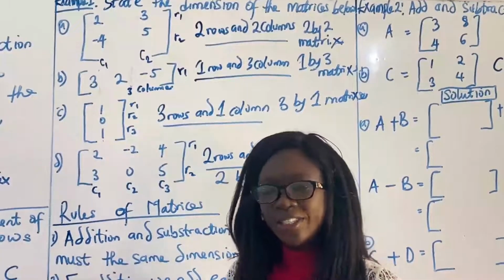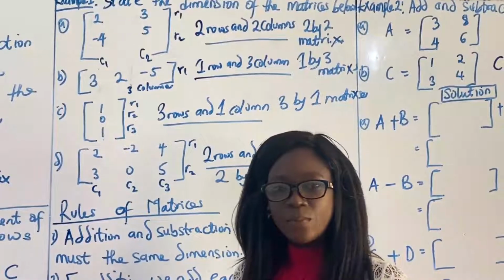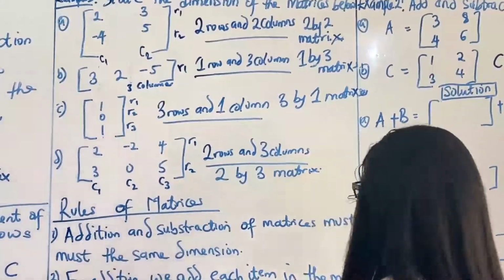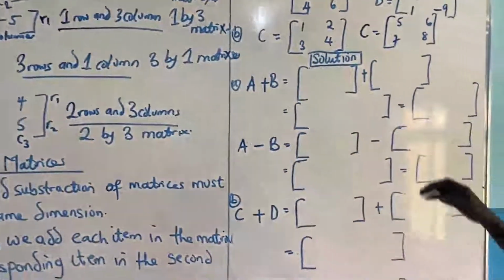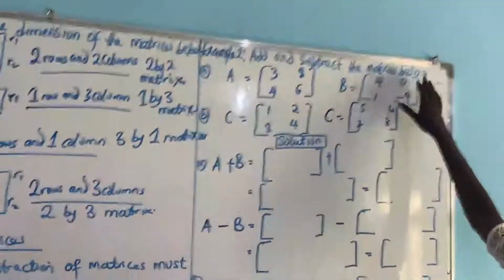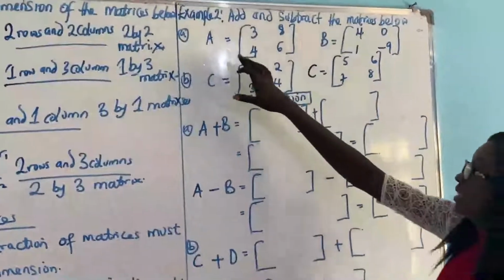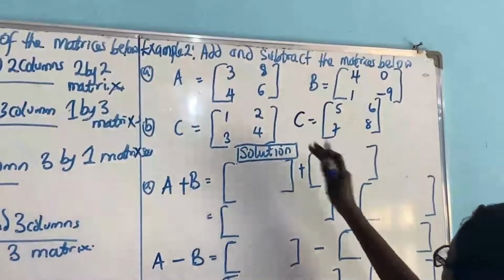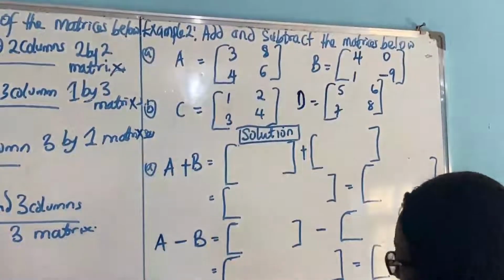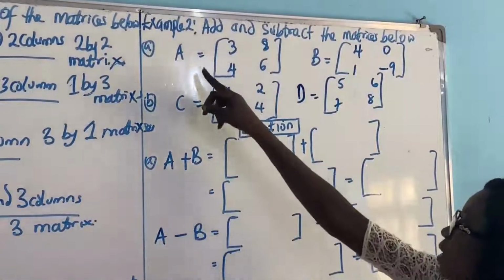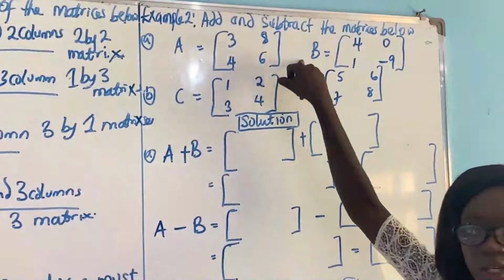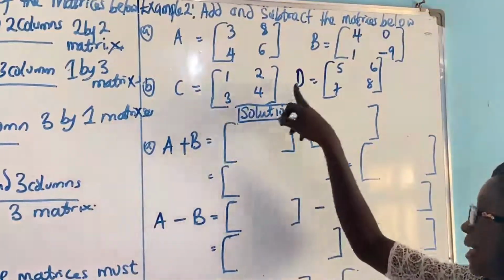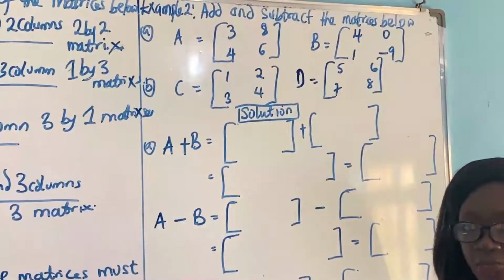Alright, just try to calm yourself down. Let's do an example. We're going to understand all this right up here. Okay? Alright, let's see the example. Now we have to add and subtract the matrices below. So this is A, B, this is C, and this is D. So we have to add A plus B and A minus B. Then again, we're going to do C plus D and C minus D.